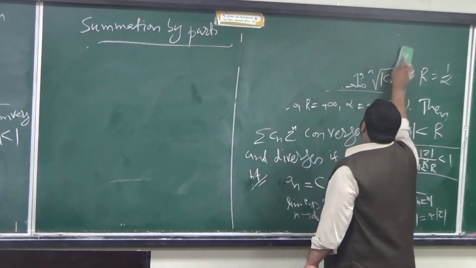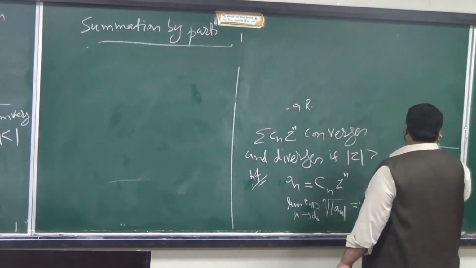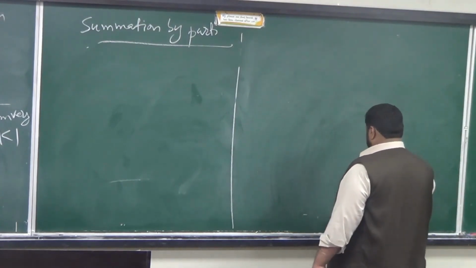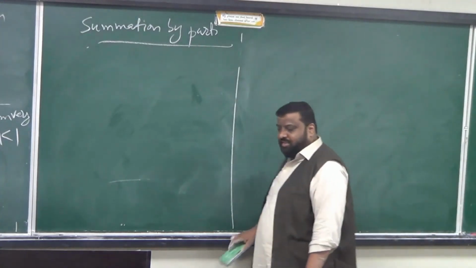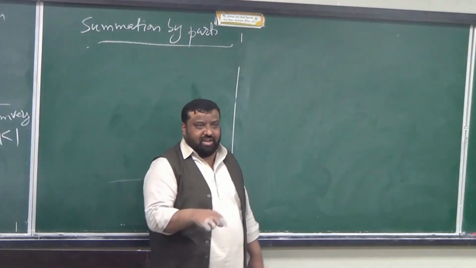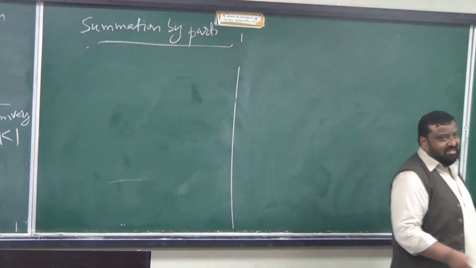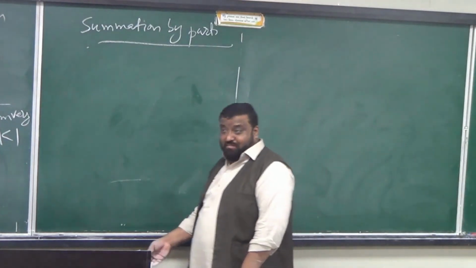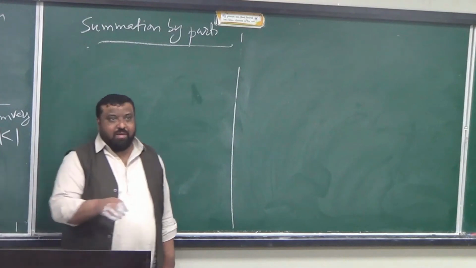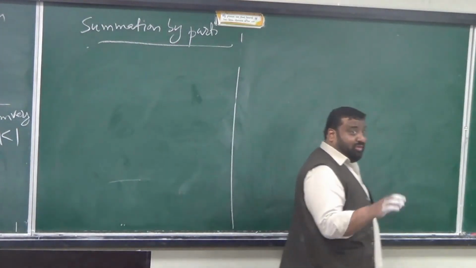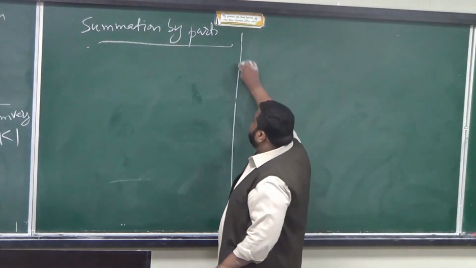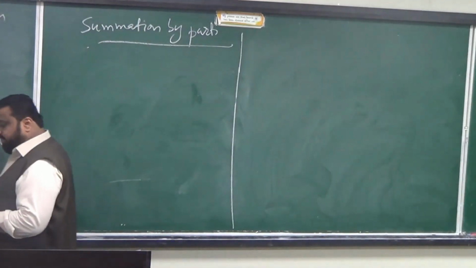Summation by parts. Have you seen something like this before? You have integration by parts. The analog of integration by parts is what we call summation by parts. We know that integrals are basically sums. So if you have integration by parts for integrals, you should have summation by parts for sums. Let's try to make sense of it.